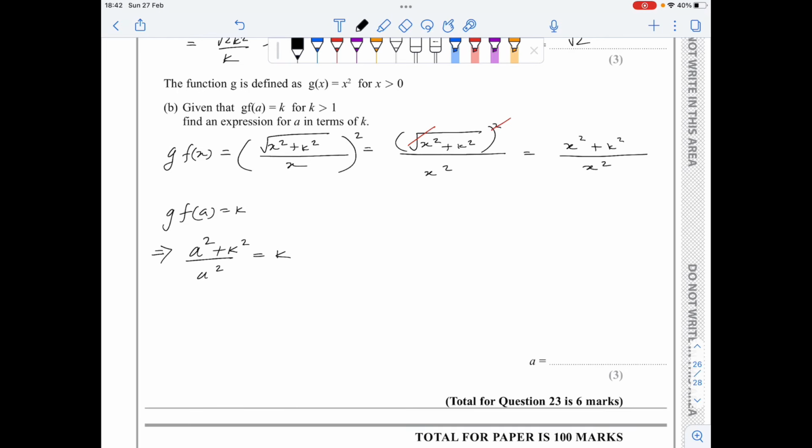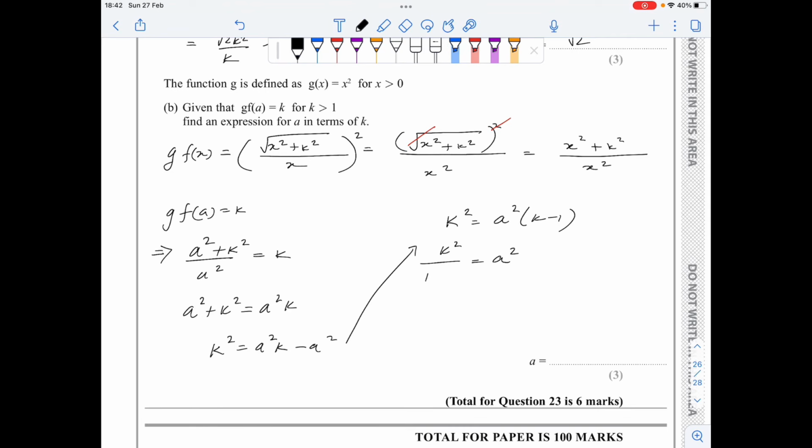Now I need to find a in terms of k, so this is just changing the subject. So a squared plus k squared is equal to a squared k. k squared is equal to a squared k minus a squared. I've taken all the a's to the same side. Now I'm going to factorize on the right hand side. So a squared is equal to k squared over k minus 1.